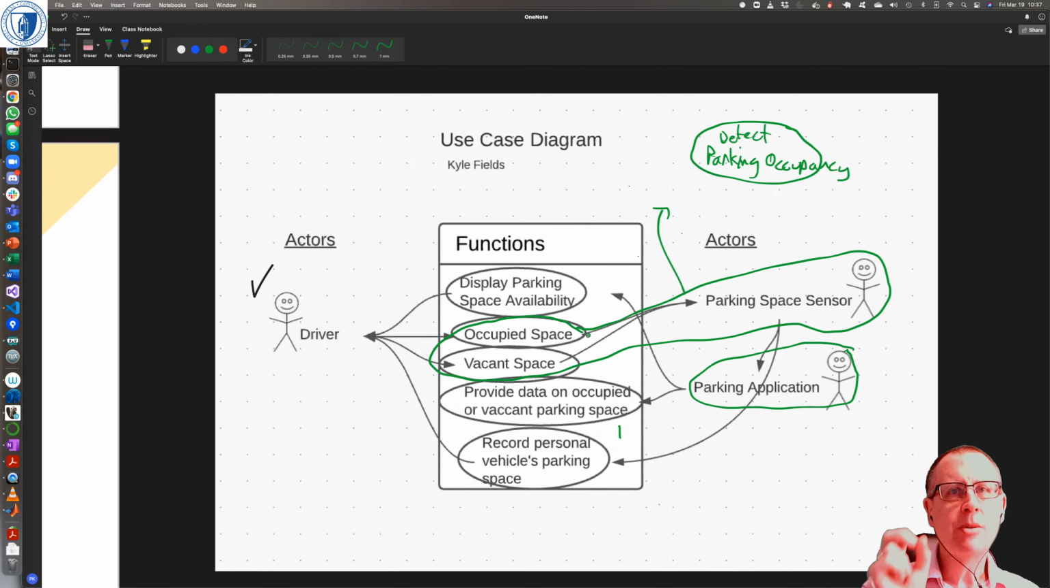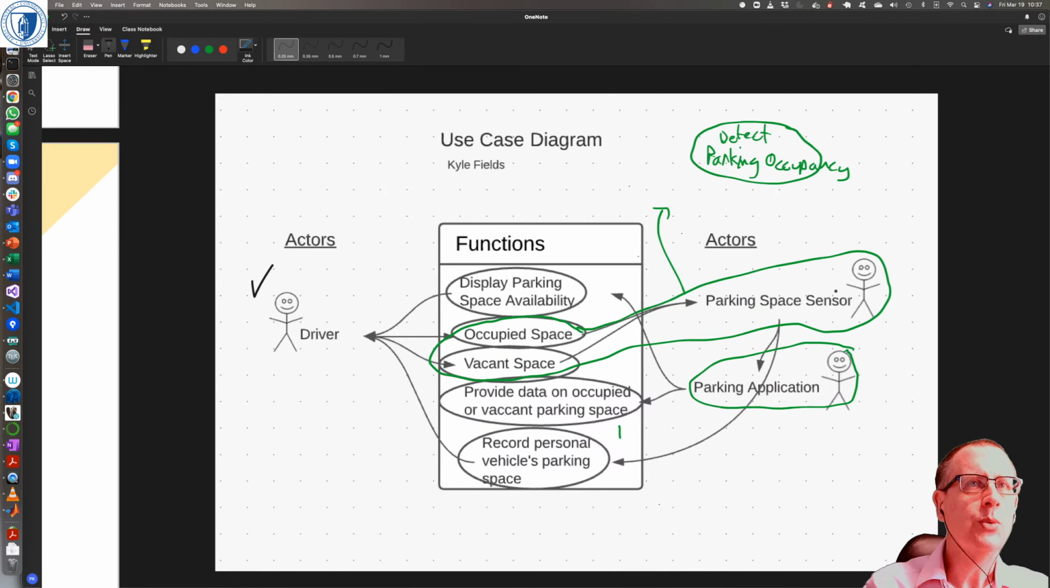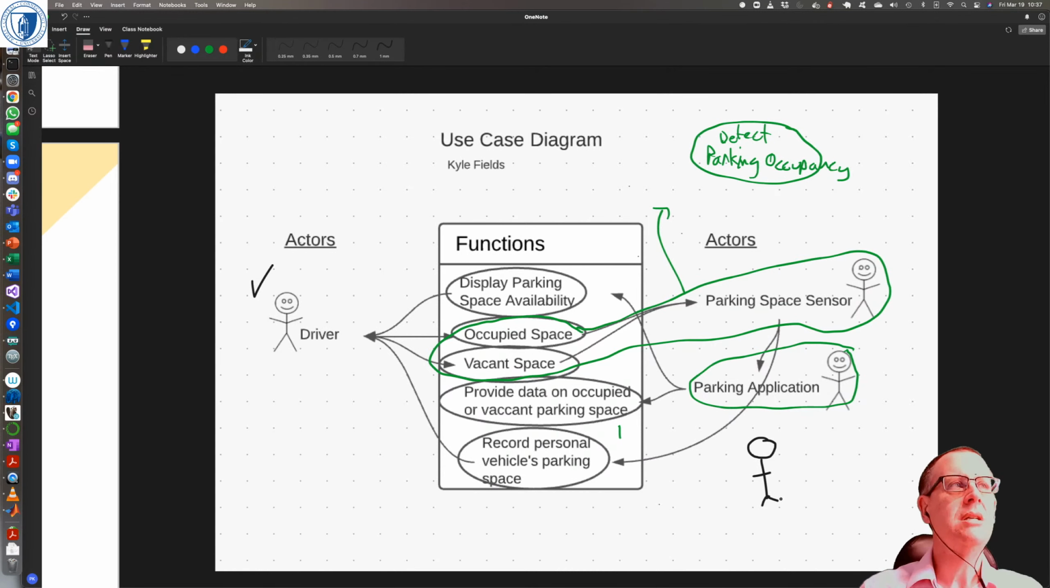Provide data on occupied or vacant parking space. You may want to think about having another actor. I don't think these two, parking space sensor and parking application, are actors, but you may need another actor, which is the parking manager, or the person who manages the parking lot, right?